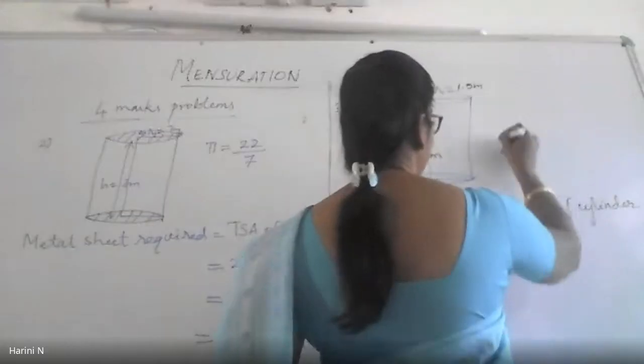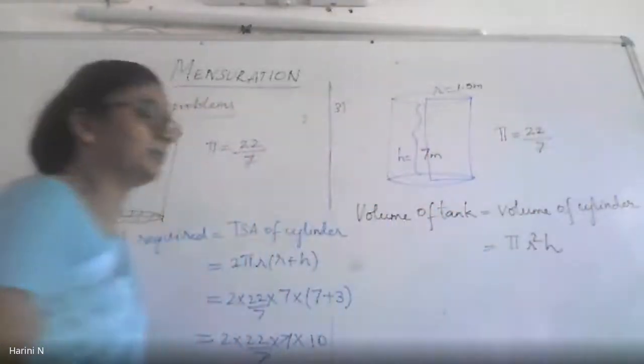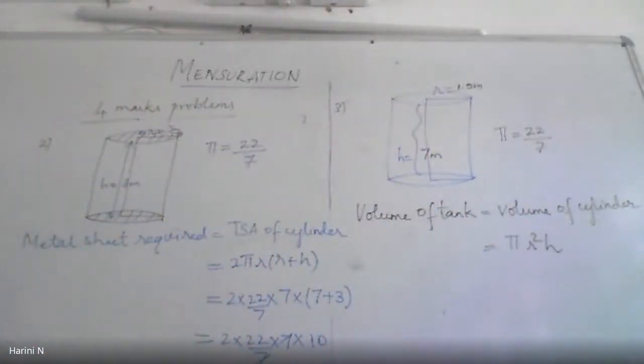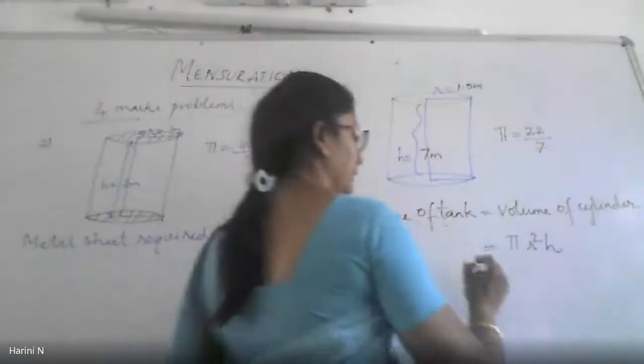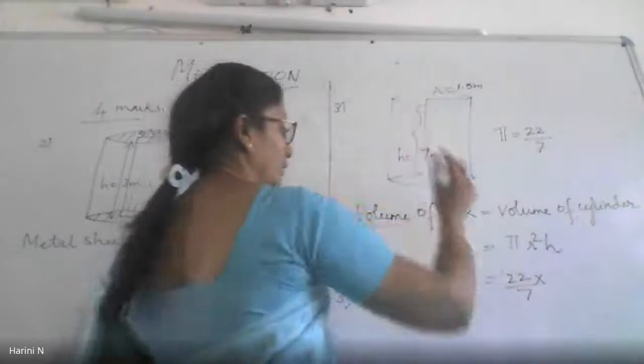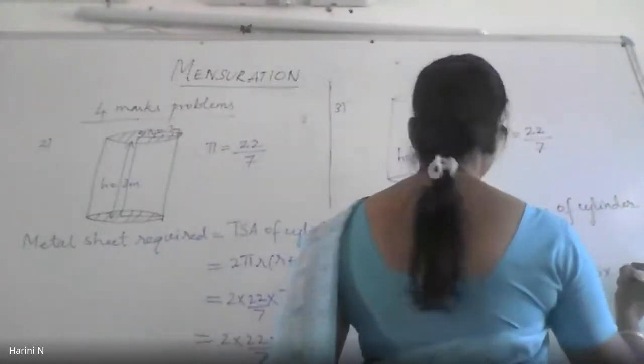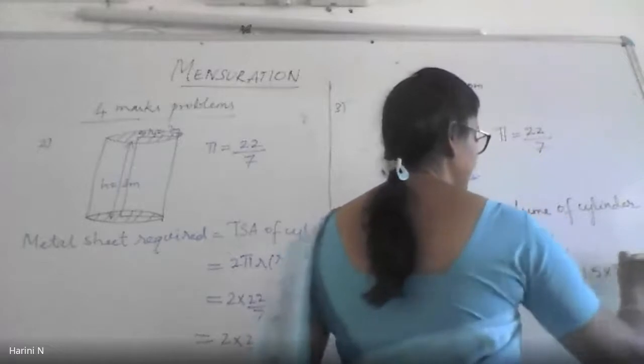Pi r square h. Here also pi the value is given as 22/7. So pi r square h is the volume. Substitute the r, h and the pi. So pi is 22/7. R square is r into r, so it is 1.5 into 1.5 into h is 7. So the 7 and 7 get cancelled.